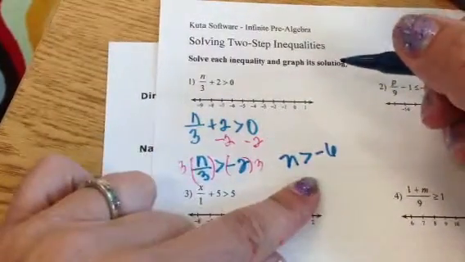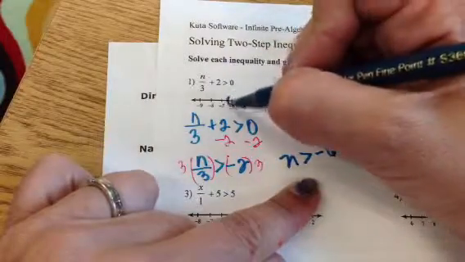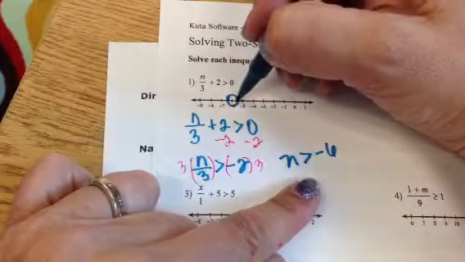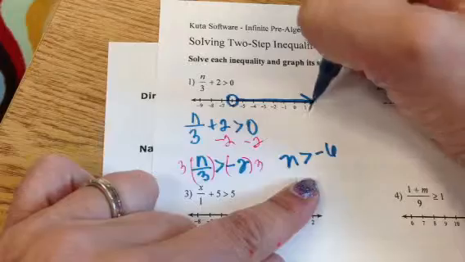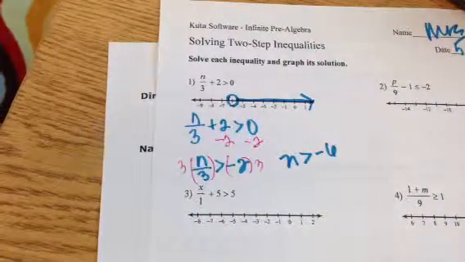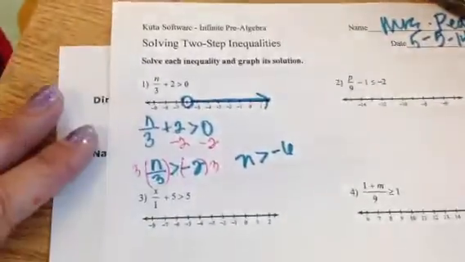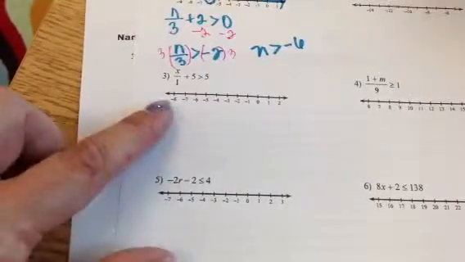Now remember, if it's strictly greater than, we need to put an open circle instead of closed. And n can be values greater than, so I'm going to shade everything to the right. That should help you. Same kind of process with number 2. It looks very similar. Number 3 as well.